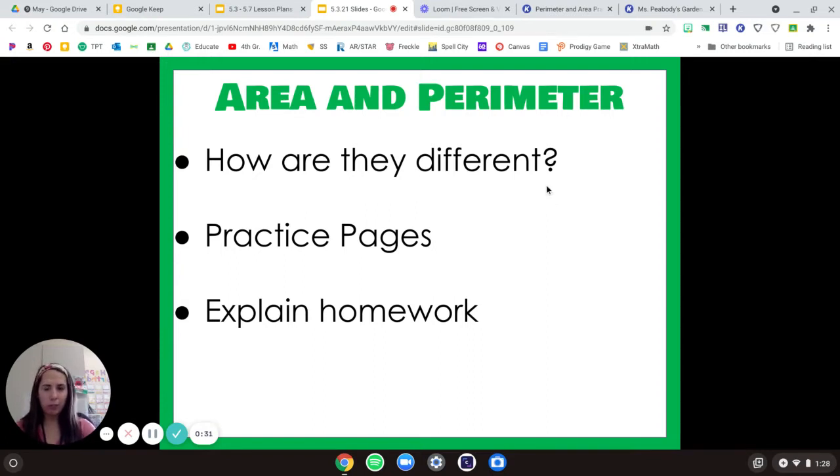So, think about area. Remember, it's that inside part, whereas perimeter is the outside lines, okay? So you want to think, how far along does it go for the perimeter? And area is everything inside that space. And when we're finding area, we remember length times width, okay? Length times width. And perimeter, we just add up all those outside parts. So let's look over our practice pages for today, and then I'm going to go over the homework.